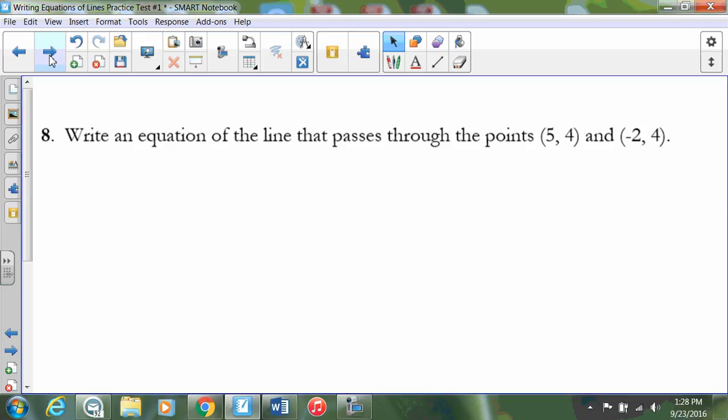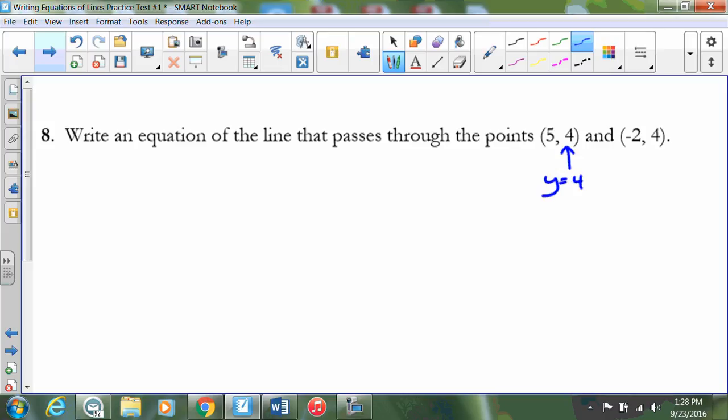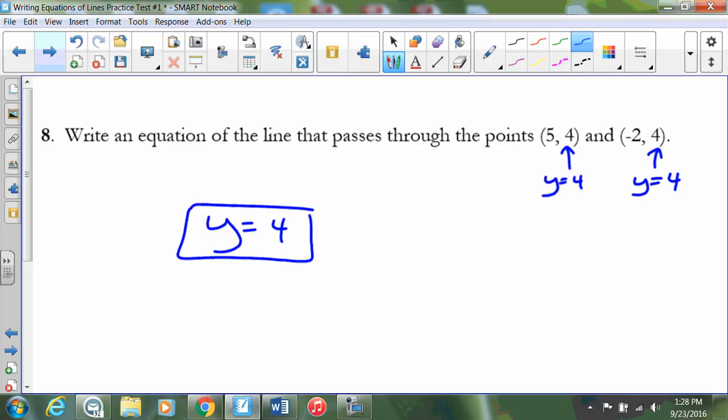Okay, number 8, write an equation of the line that passes through the points 5, 4, and negative 2, 4. Warning, warning, alert, alert. Look, this is a gift. In this point, our y is equal to 4. In this point, our y is equal to 4. What do you think the name of the equation of the line that goes through these 2 points is? The name of the line is y equals 4. Every single point on the line y equals 4 has the y value equal to 4.